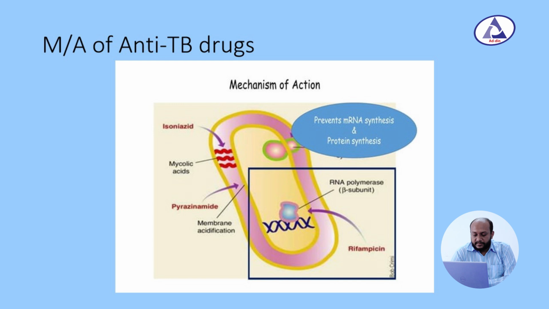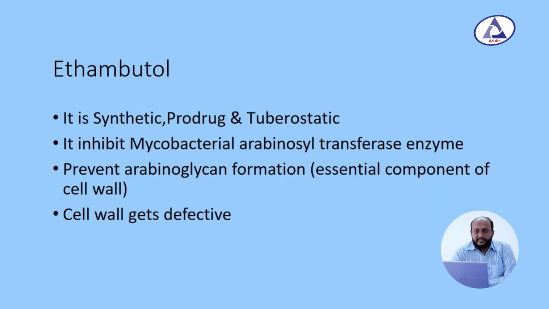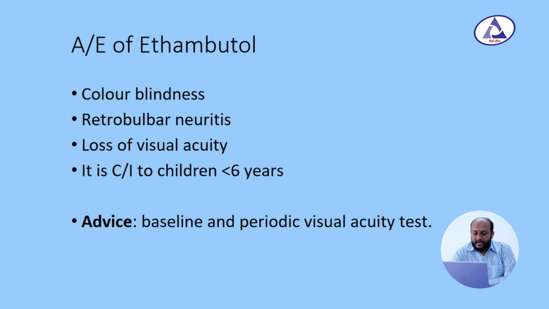In this slide there is an overall diagram of the anti-tubercular drugs. Now, ethambutol. It is a synthetic prodrug and tuberculostatic. It inhibits the mycobacterial arabinosyl transferase enzyme. It prevents arabinogalactan formation, which is an essential component of the cell wall. Now, the cell wall gets defective. Adverse effects: color blindness, retrobulbar neuritis, loss of visual acuity, and it is contraindicated in children below 6 years. Advice: baseline and periodic visual acuity test.